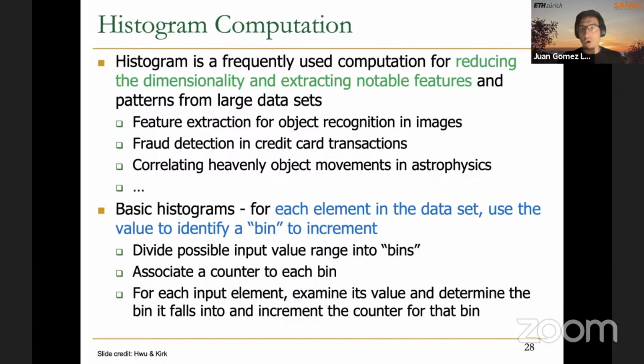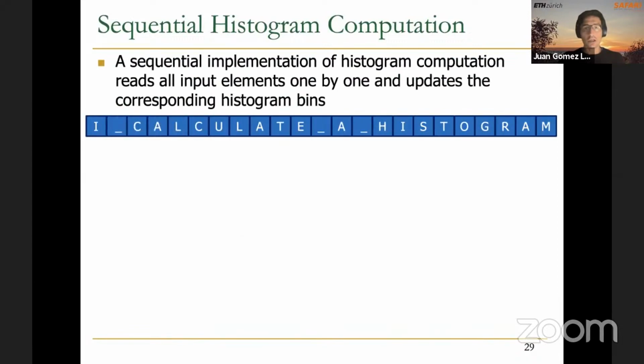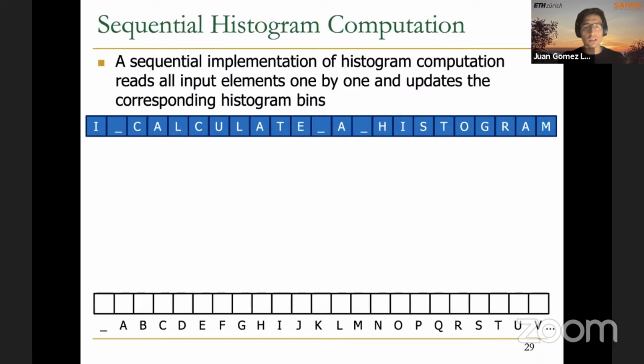This way, when we go through the whole image, we will have the complete, final histogram, which will give us a distribution of the pixel values of that particular image. If we want to compute a histogram sequentially, take for example this sentence, "I calculate a histogram." I want to count the different characters that compose this sentence, and this is going to be my histogram.